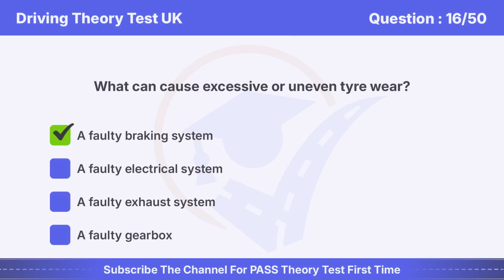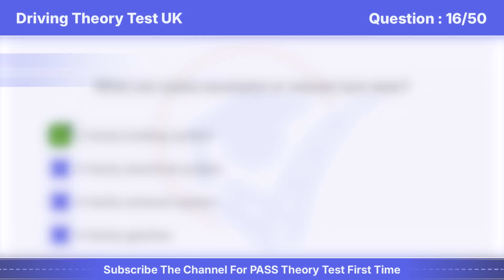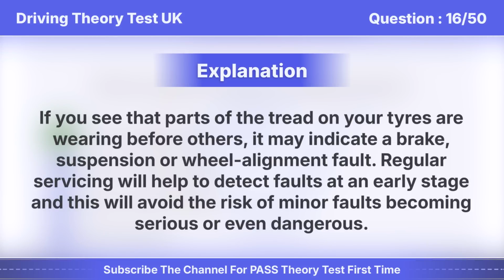Answer is A, a faulty braking system. If you see that parts of the tread on your tires are wearing before others, it may indicate a brake, suspension, or wheel alignment fault. Regular servicing will help to detect faults at an early stage, and this will avoid the risk of minor faults becoming serious or even dangerous.